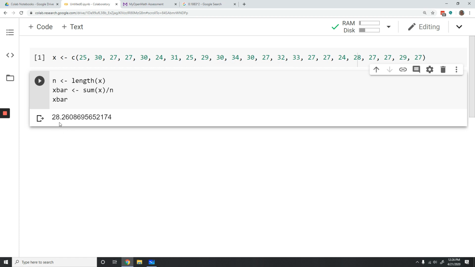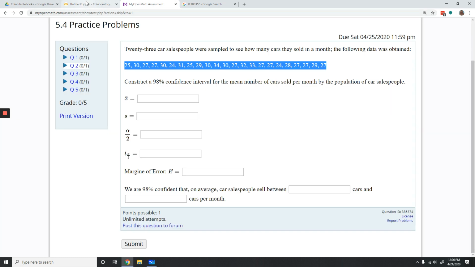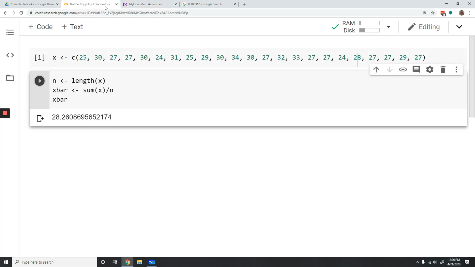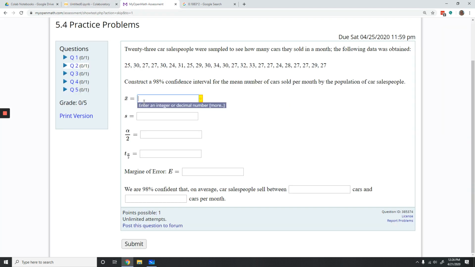So our sample average is 28.26 cars sold a month. Okay, so let's copy that. That's what's going in our first box.